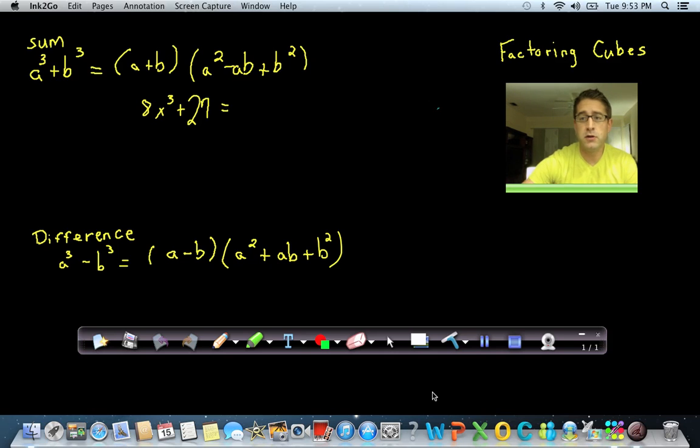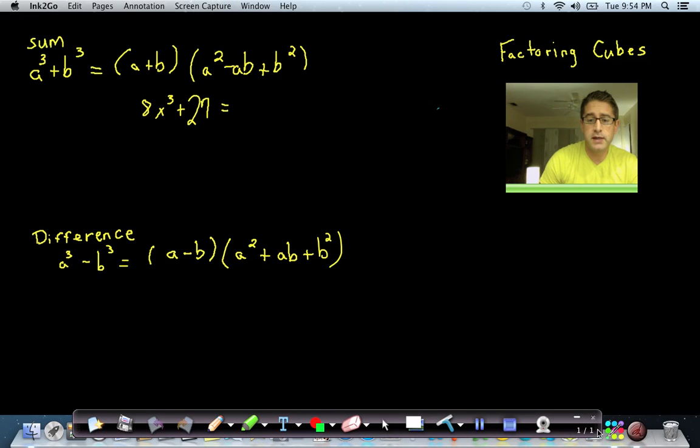But first let me show you what factoring cubes are. Cubes are different because they follow a pattern. So let's take a look at the two patterns I wrote up here for you on the board. The first one right here is a cubed plus b cubed. That's a sum of two cubes. And then there's the difference one. I'm going to try to show you both of them, so bear with me.